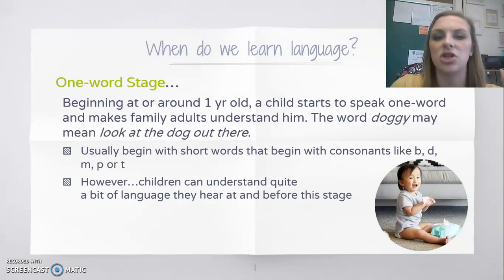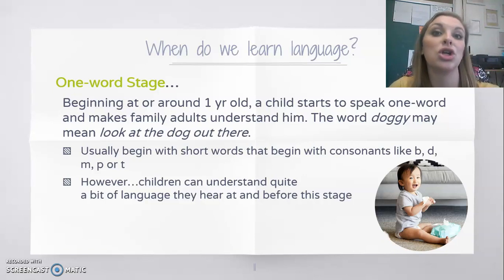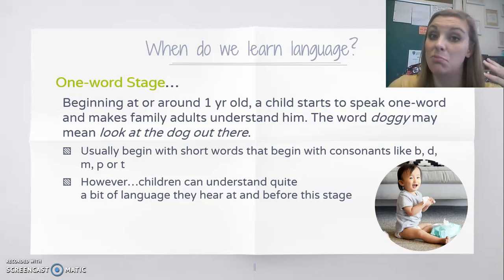Okay? The next stage is our one word stage. At about 1 year old, a child starts to speak that one word. And usually the family can understand them. So like the word dog or doggy may mean, oh, look, there's a dog over there, right? Usually these first words begin with consonants. B, D, M, P, T, those hard consonant sounds. Most of them are going to be B or Ds. That's why many children, their first word is dad or da. However, at this age, children can already understand quite a bit of language that they hear. They're going to be able to really distinguish what someone is saying and what they want you to do before they can even start speaking.